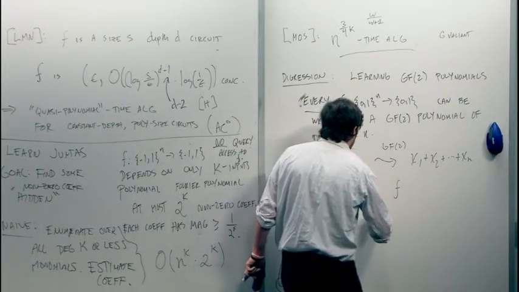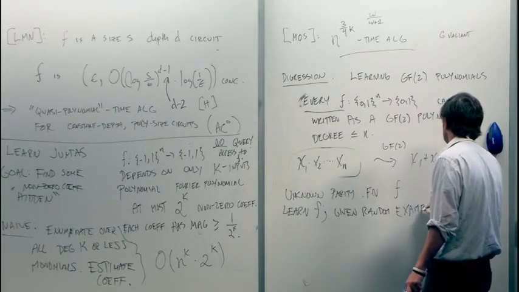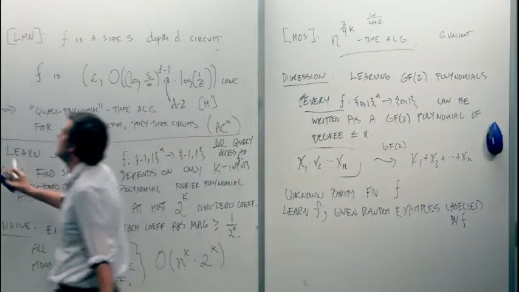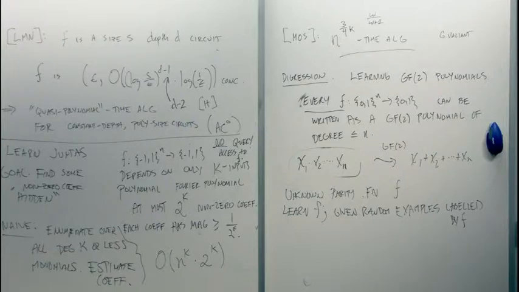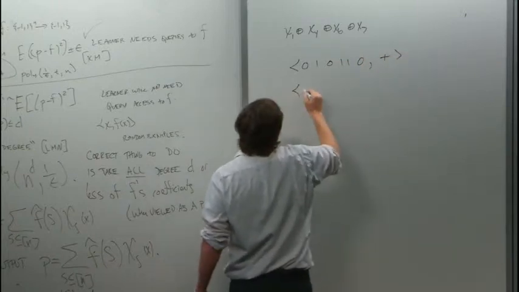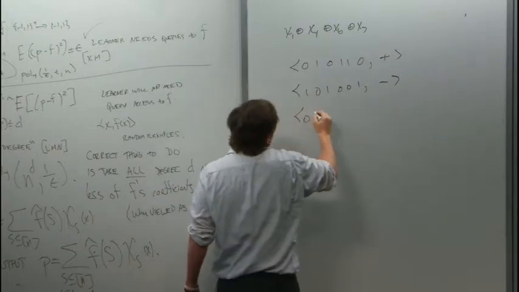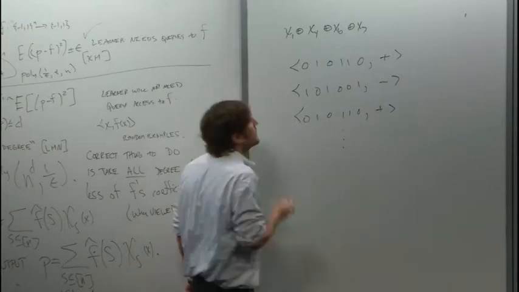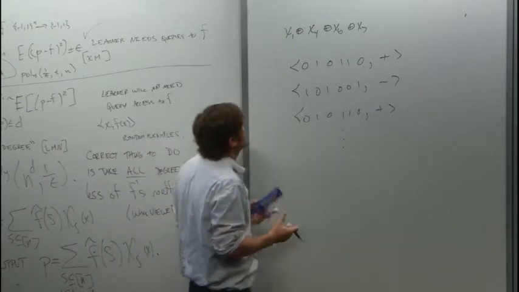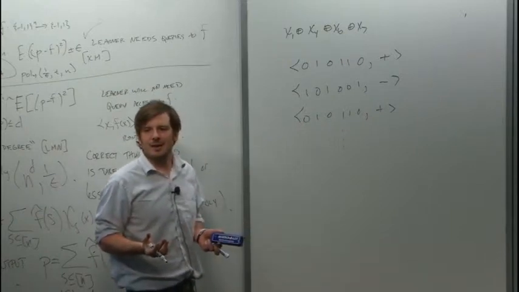given random examples labeled by f. So the unknown parity could be x1 xor x4 xor x6 xor x7. You don't know what it is, but what you're given are random examples labeled according to some unknown parity function, and you're asked to figure out what the unknown parity is. For someone who hasn't seen this before, do you know what the algorithm is to figure out what the unknown parity function is?